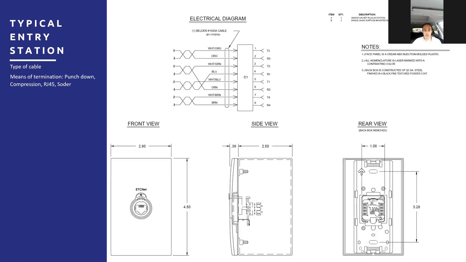And then we're going to move on to a typical entry station configuration. You can see here we're taking a Cat5e connection and utilizing it to feed an entry station, which stores presets such as lights on, off, lights 50%. Something to look out for here is obviously the type of cable. It's specified on the very top here that it's a Belden 1583A. And means of termination. There's punch down, there's compression, there's RJ45 termination plugs. There's soldering. Please don't use soldering. I hate soldering. I'm terrible at it.